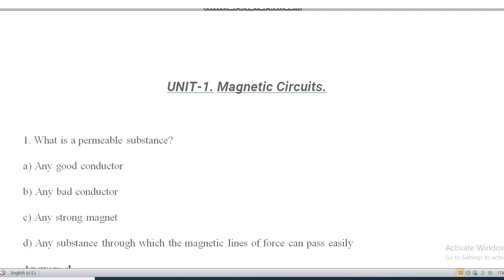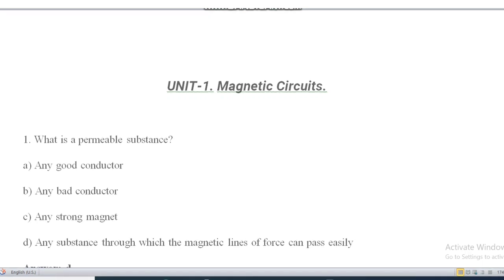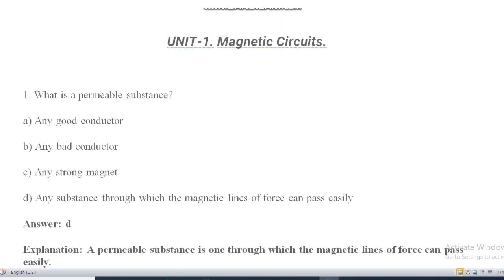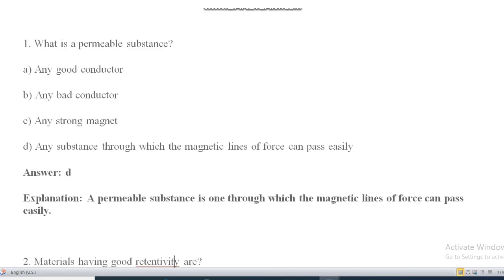Chapter 1 is magnetic circuit. First question is what is a permeable substance? Four options are given and the answer is D, that is any substance through which the magnetic lines of force can pass easily. It is known as a permeable substance.